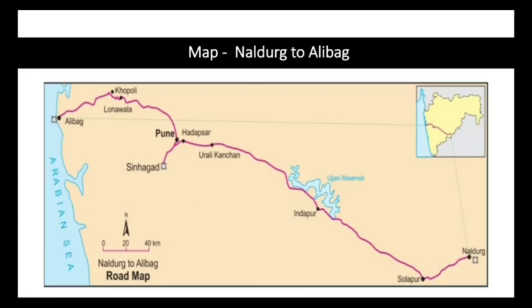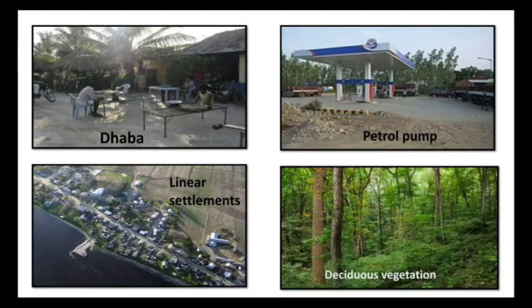If you are looking into your screen, then you can see the location map. So, as they reached Solapur, they had their breakfast and lunch at Sinhagad in Pune. Here, you can see the different places that the students spotted as they travelled in their bus. They saw the dhaba, petrol pump, linear settlements.